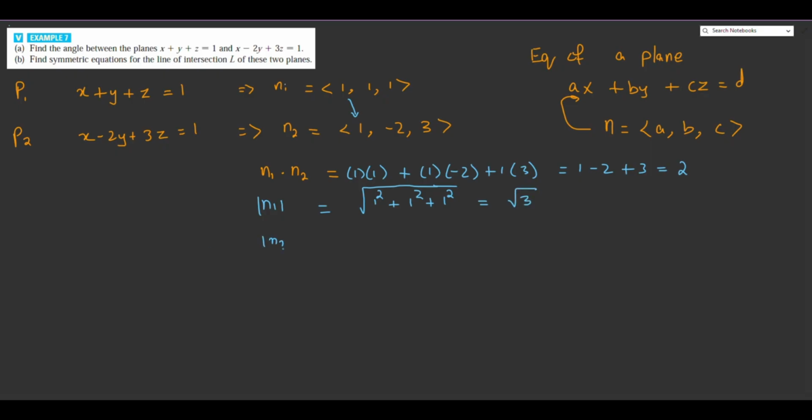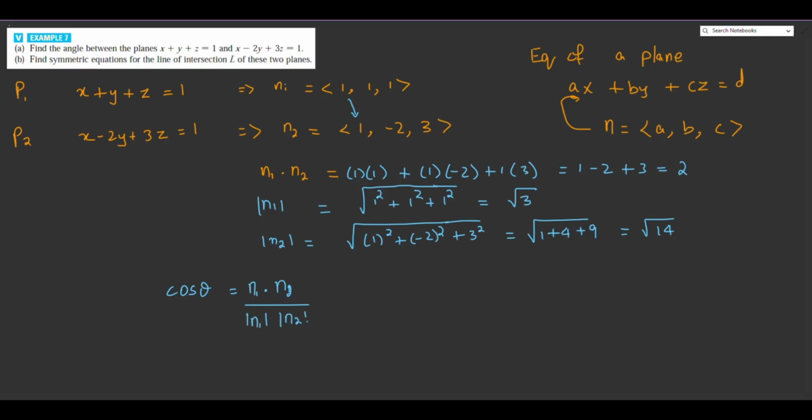And the magnitude of the vector n2 is given by taking the square of each of its components: 1 squared plus minus 2 squared plus 3 squared, and when you simplify this, we get 1 plus 4 plus 9, which is equal to square root of 14. Now substituting everything in the formula, cosine of theta, where theta is the angle between these two normal vectors, is given by the dot product of these two vectors divided by the magnitude of n1 multiplied with magnitude of n2.